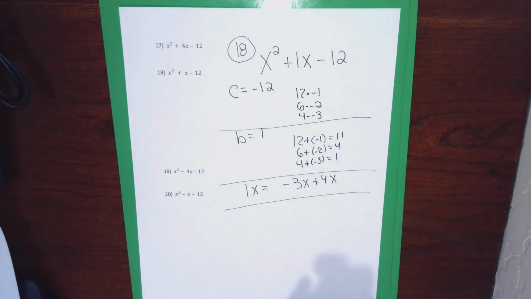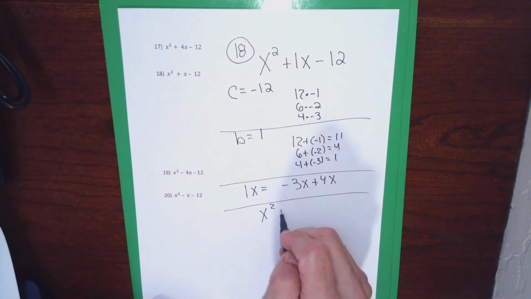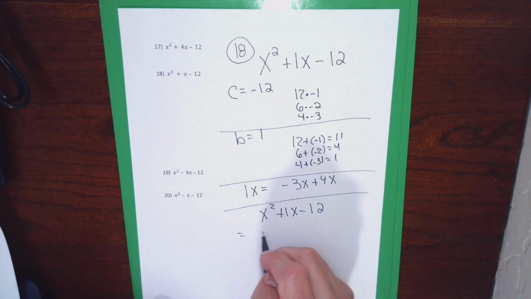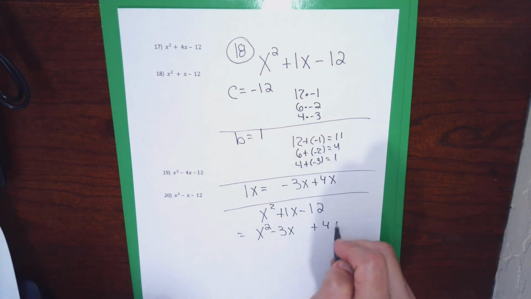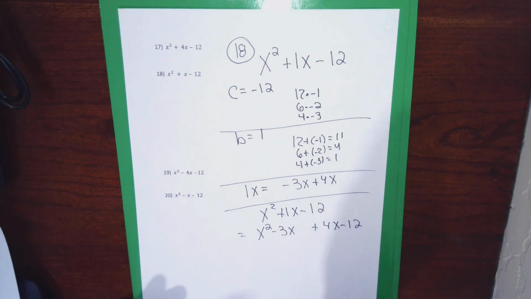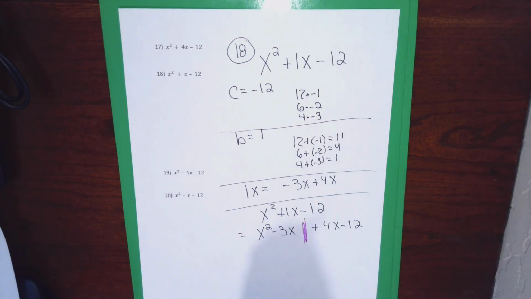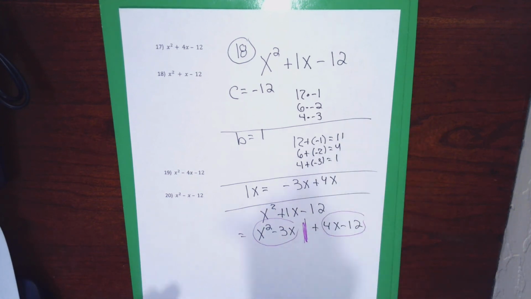Always, if I have a positive and a negative, I put the negative first and the positive second. And now I know everything that I can possibly know other than how to actually do the common factoring for the grouping. So I'm going to rewrite the problem with the 1x separated into negative 3x plus 4x. Created my problem with 4 terms, and now I'm going to factor by grouping.